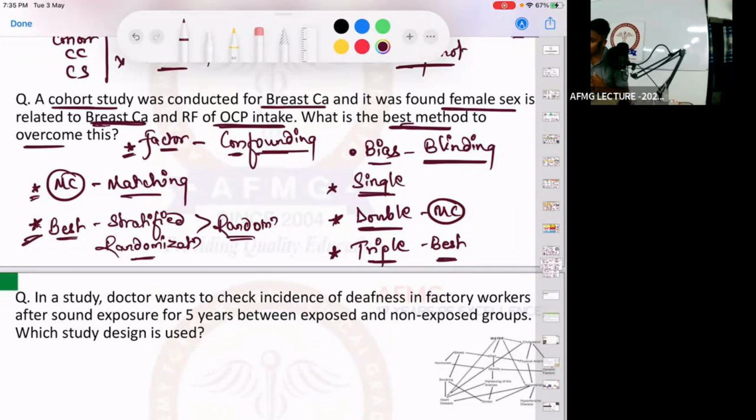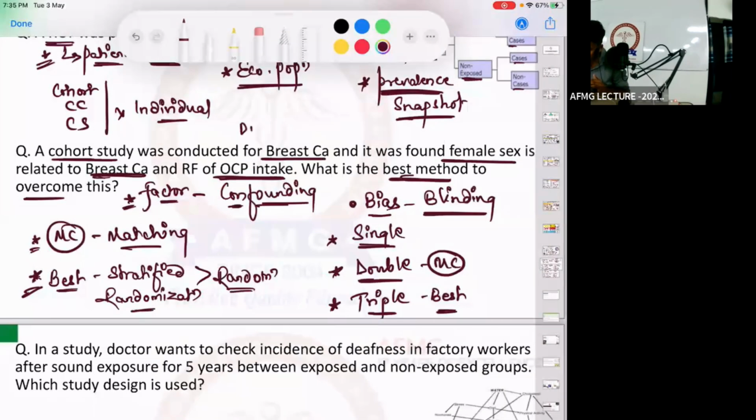This was a one-liner. Different hospital admission rate will lead to which bias? It will lead to Berksonian bias. Berksonian bias is due to different hospital admission rate. This was a one-liner recall question. No issues with this, anybody?